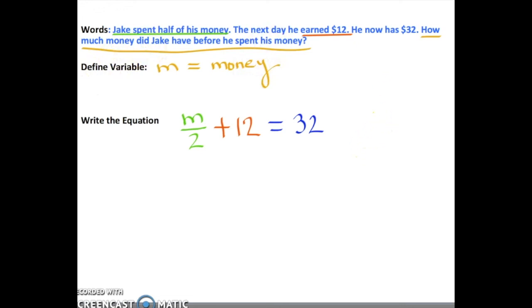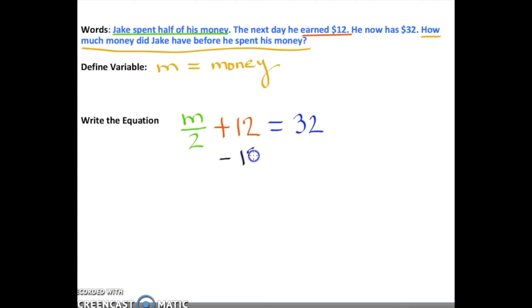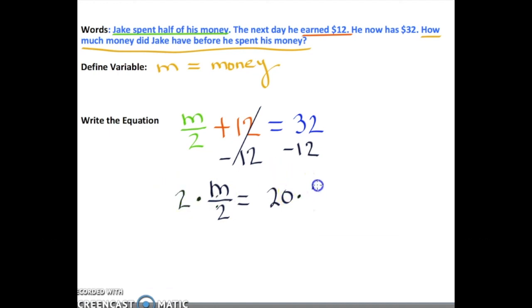So I'm going to work this one out. You can answer that question. So we're going to do the inverse operation. I'm going to subtract 12 on both sides. I'm going to bring down the remaining. M divided by 2 is equal to, do the math here, 20. I get to multiply, okay? The inverse operation of division is multiplication. So I get to multiply both sides by 2.